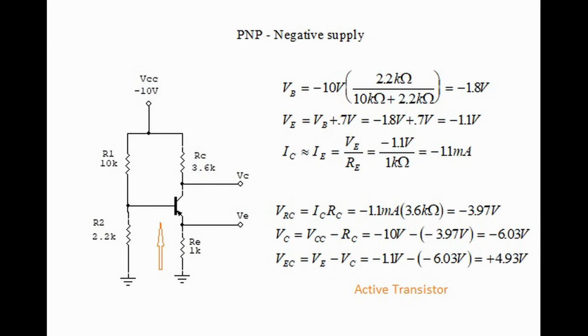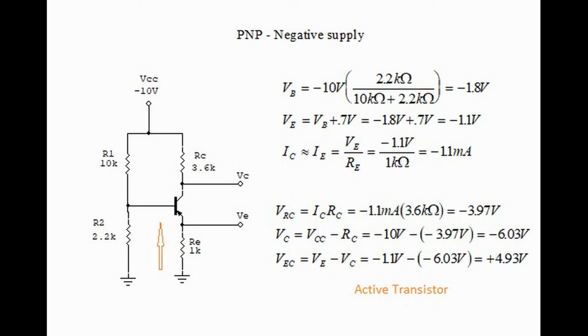The first method of biasing the transistor is to take VCC and use a negative supply voltage, in this case negative 10 volts. Let's find voltage on the base by using the same methods as we did before. We'll say that it's negative 10 volts times 2.2 kiloohms divided by 10 kiloohms plus 2.2 kiloohms, and that equals negative 1.8 volts. Now we need to think in reverse of NPN, because in order to find voltage on the emitter, we say it's VB plus 0.7 volts. In other words, negative 1.8 volts plus 0.7 volts, which equals negative 1.1 volts.